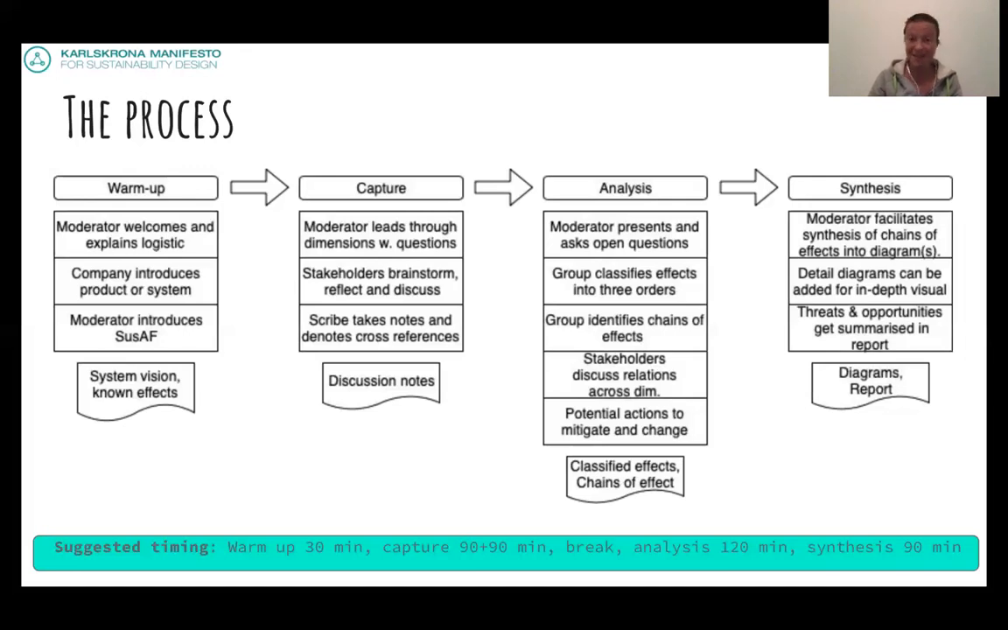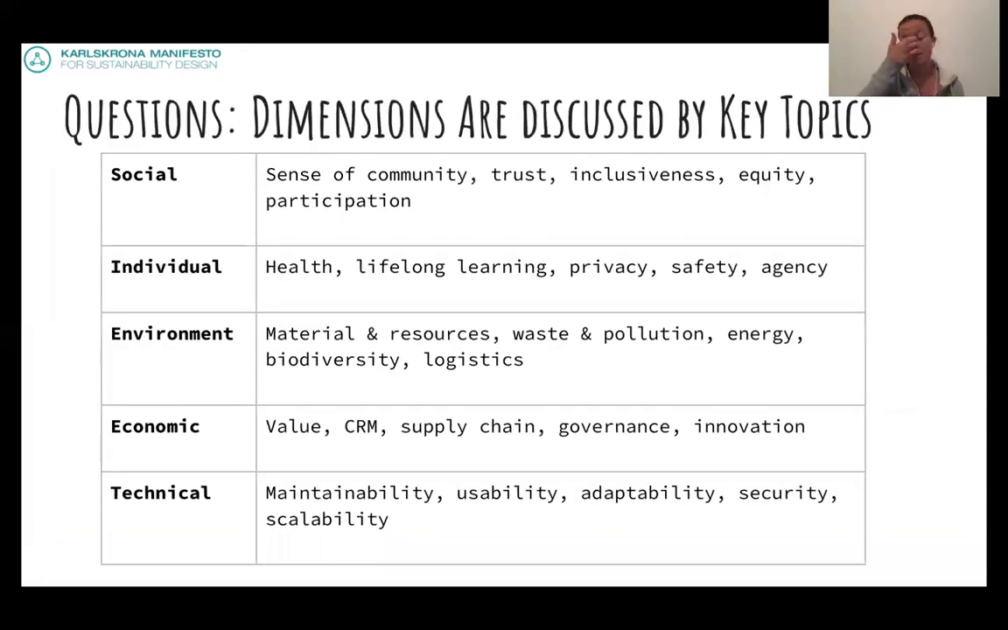You excited? Let's jump into the process. So we're going to try this out. And for that, we're going to need the key topics, which are the following. So we have 5 per dimension, and they're ordered in the way that has been found out in our studies to be beneficial for leading the discussion.